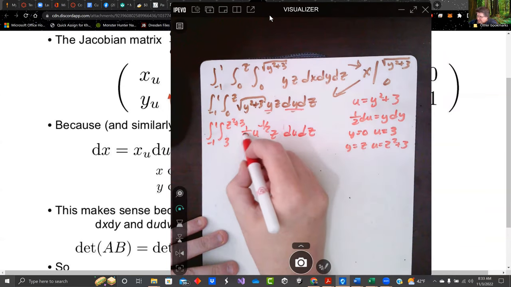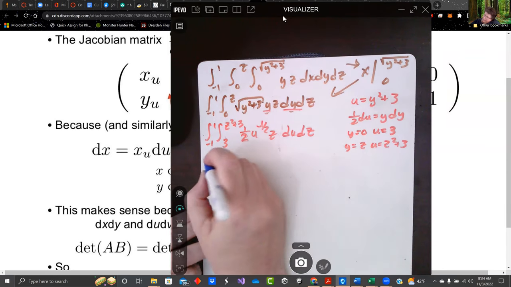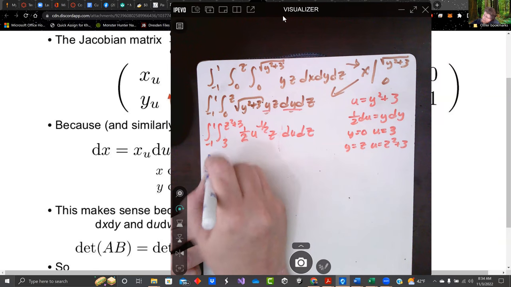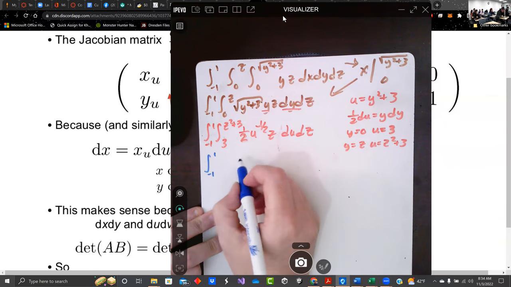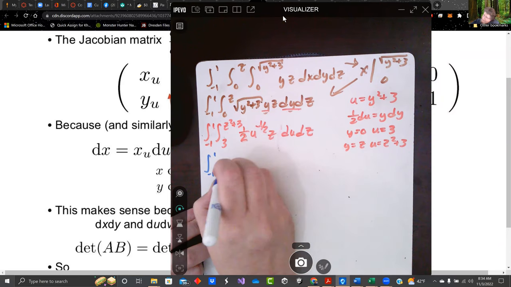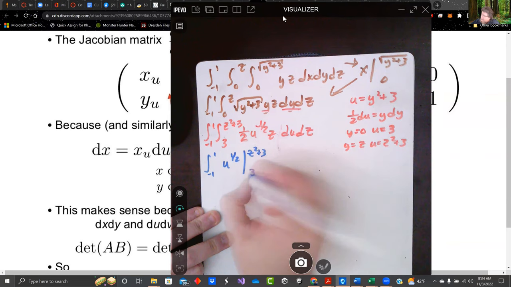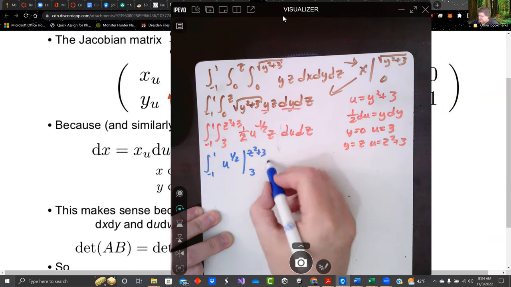So when we integrate, up the power would be 1/2 divided by the power. I just got u to the 1/2 evaluated from z squared plus 3 to 3 times z dz.